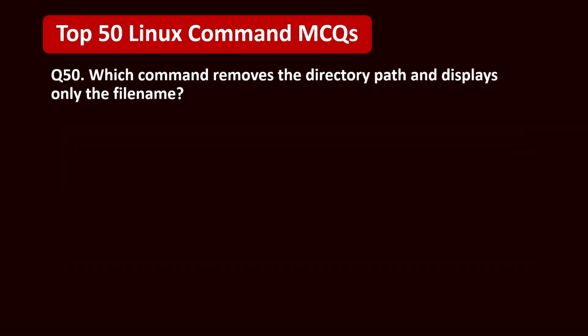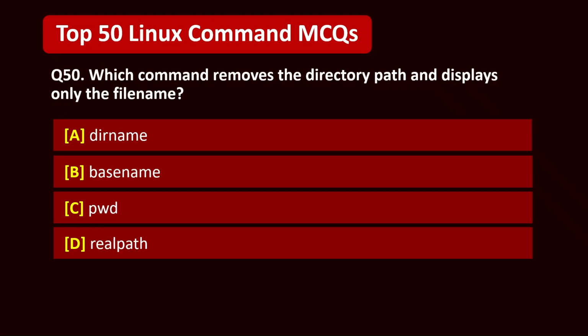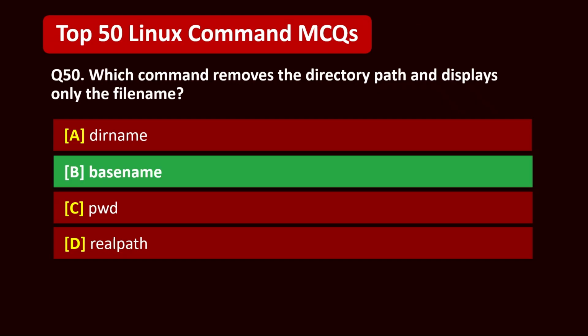Question 50. Which command removes the directory path and displays only the file name? A. dirname, B. Basename, C. pwd, D. Realpath. 5, 4, 3, 2, 1. Correct answer is B. Basename.